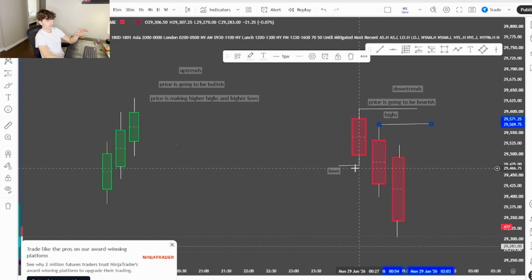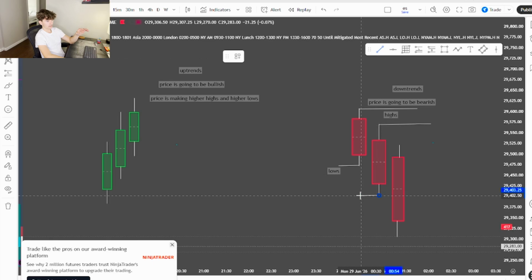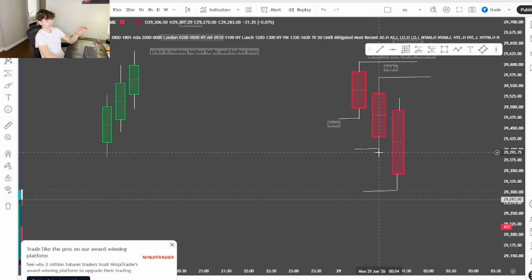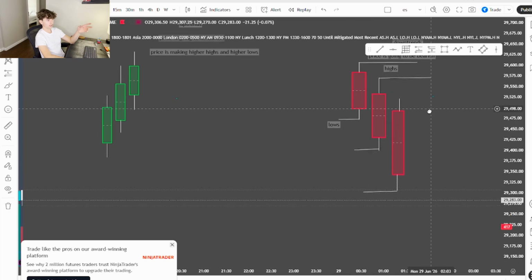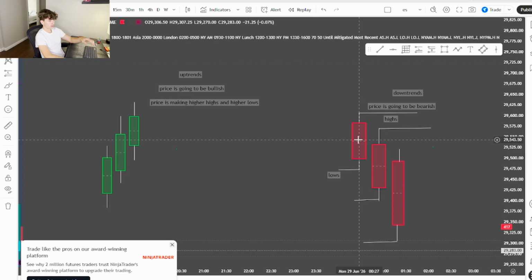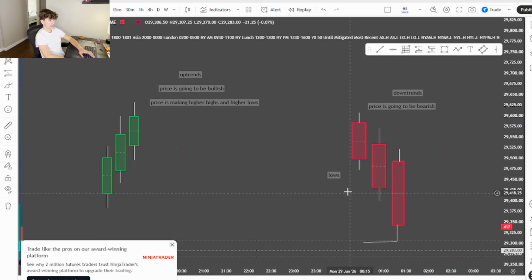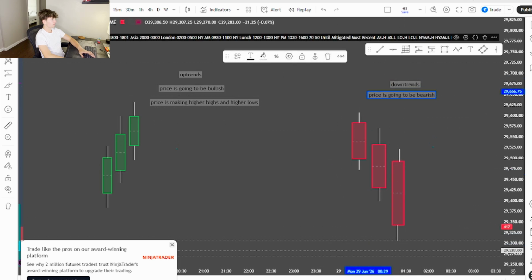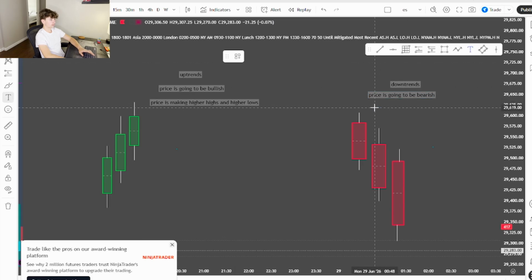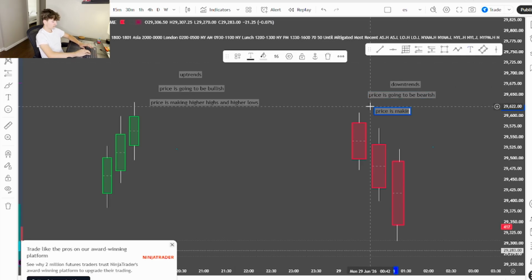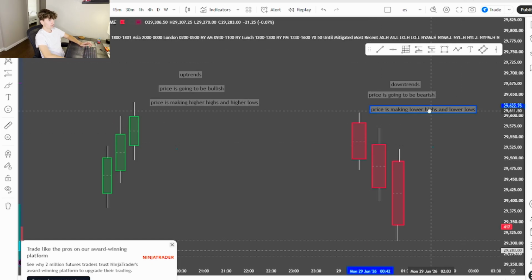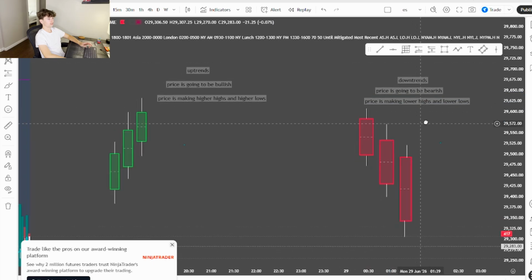So there's a low here, there's a low here, and there's a low here. So we see that price is continuing to make these lows lower than the previous one. So we know that on a downtrend, price is going to be making lower highs and lower lows. Price is making lower highs and lower lows.